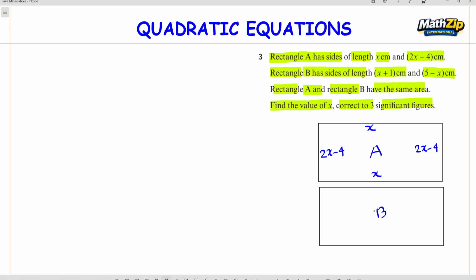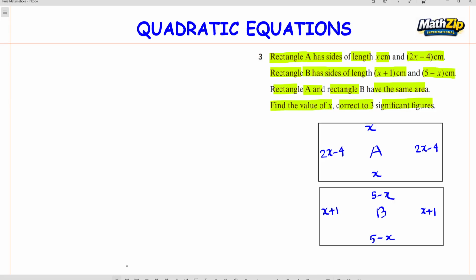So same thing, B rectangle, here is x plus 1, this one also x plus 1, and this one is 5 minus x, and this one is 5 minus x. Okay, so very simple thing.